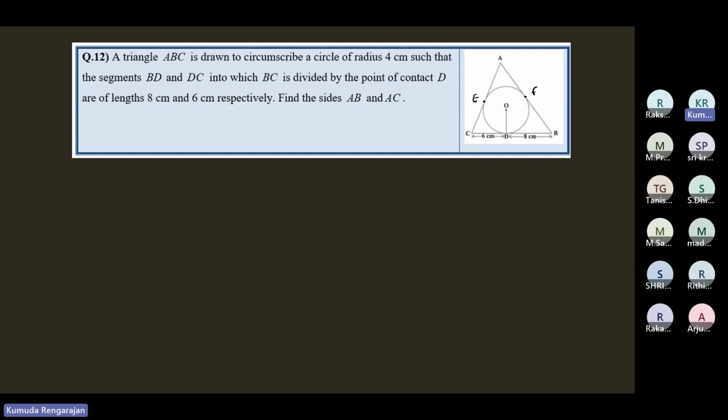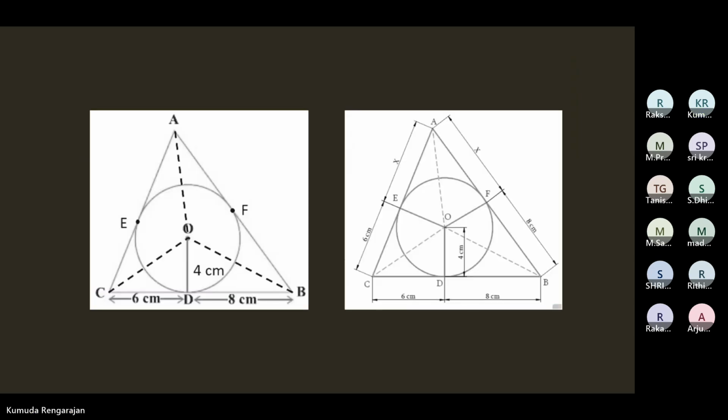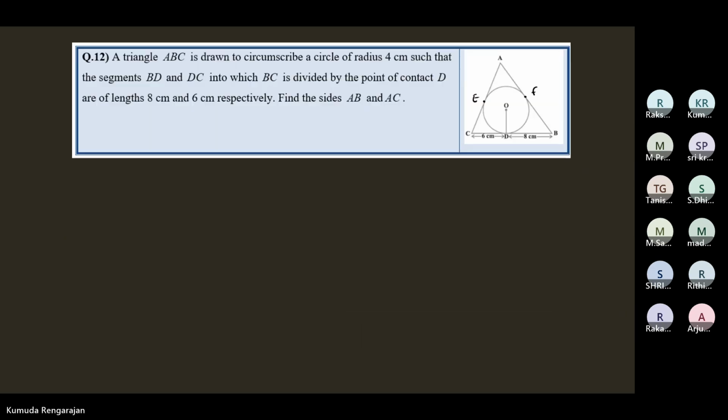You can see that it's marked. Find the sides AB and AC. So we know BC is 8 plus 6, 14. BC is 8 plus 6, 14. We need to find the length of the sides AB and AC. So first mark off the points of contact, children, E and F, then join OE and OF. Also join AO, the vertex A to O, the vertex B to O, and the vertex C to O.